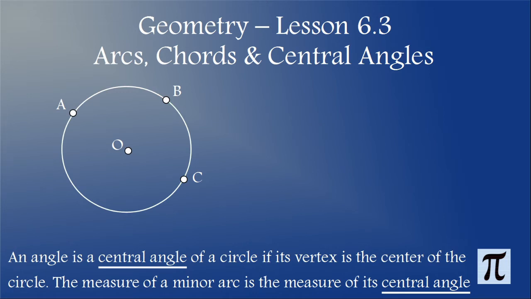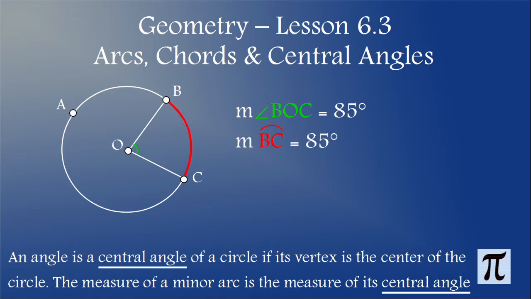An angle is a central angle of a circle if its vertex is the center of the circle. The measure of the minor arc is the measurement of the central angle. So here we've connected the center of the circle to B and the center of the circle to C and created an angle, angle BOC. If we were to measure that, we could say that was 85 degrees. The measurement of arc BC would also be 85 degrees.